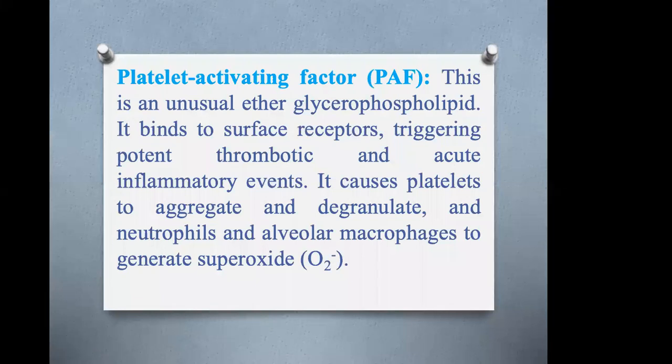We are discussing phospholipids, and this platelet activating factor helps in thrombosis, in thrombotic activity, and in acute inflammatory events. So, overproduction of platelet activating factor can lead to thrombotic phenomena. It causes platelets to aggregate and degranulate, and neutrophils and alveolar macrophages to generate superoxides.